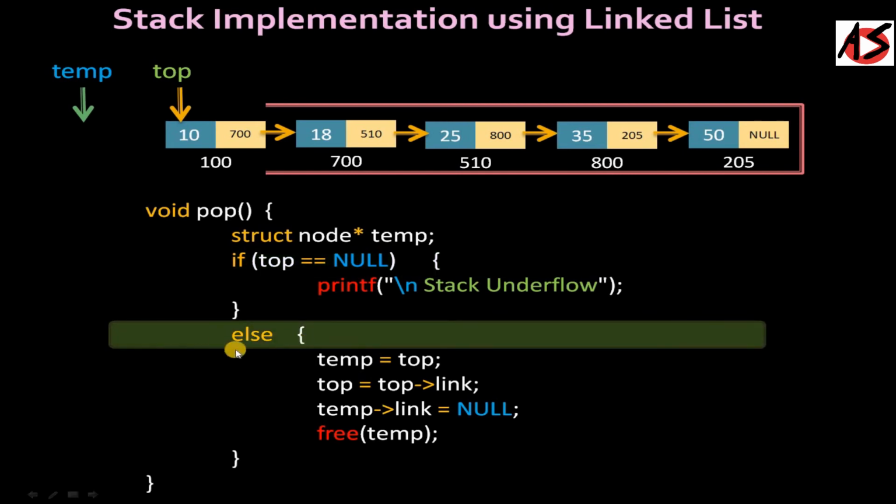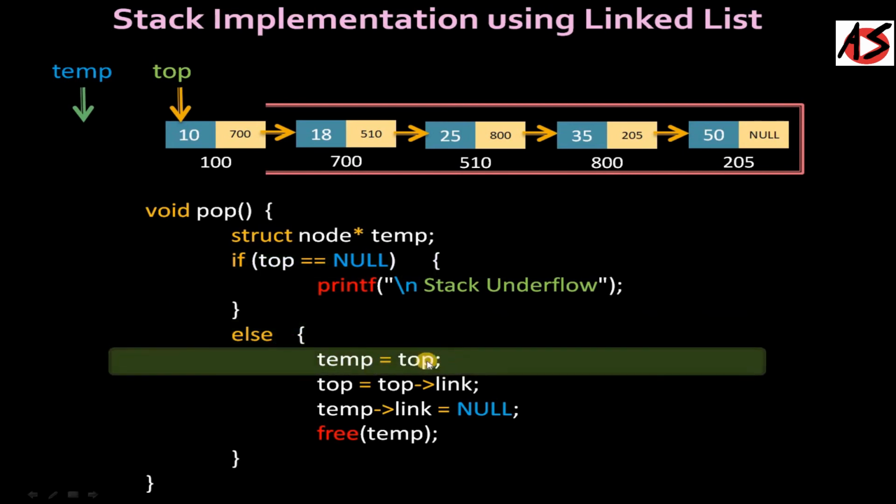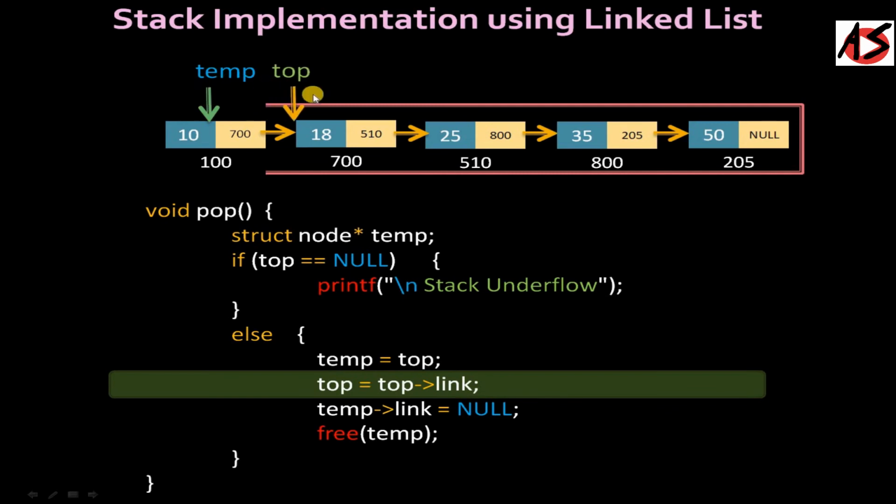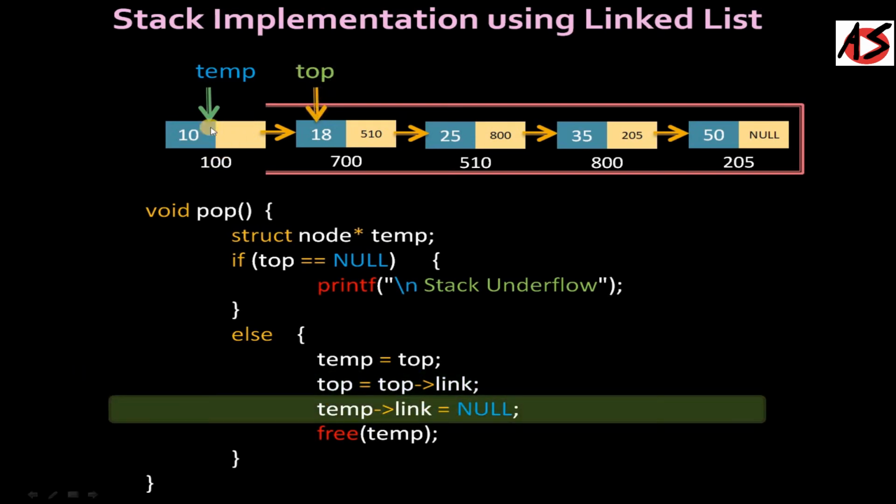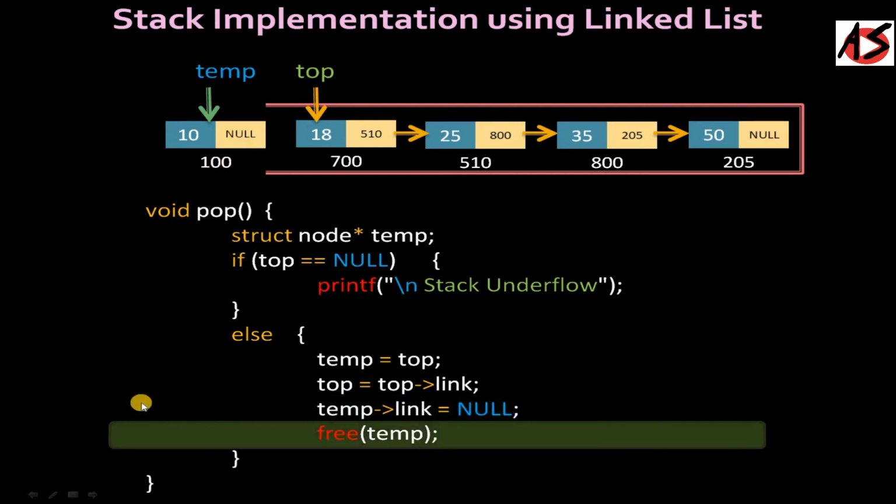So we go to the else part in which you take temp is equal to top. So you drag your temp pointer to the first node with address 100 and you move your top to the top link. So top link is 700. So you move your pointer to the address 700 and update the link part of the temp node to null here. So you can see your node is disconnected from here and you free the memory of the temp node. So you can see your memory gets released. So this is all about the push and pop operations.